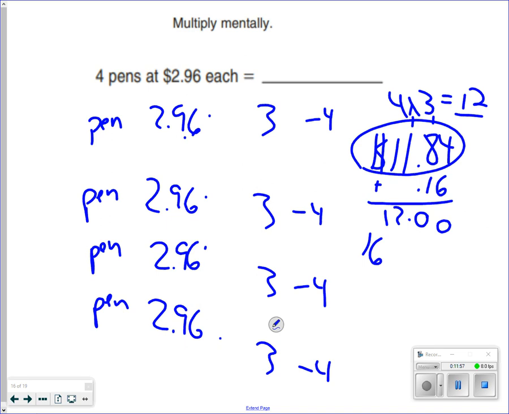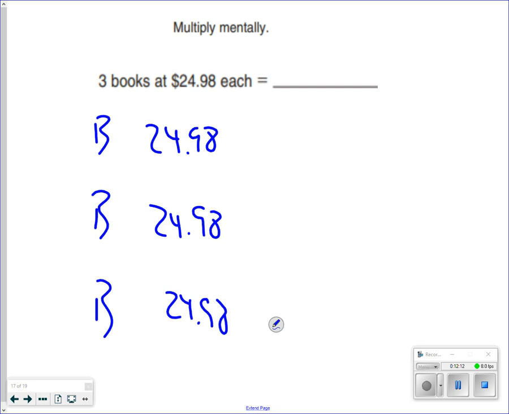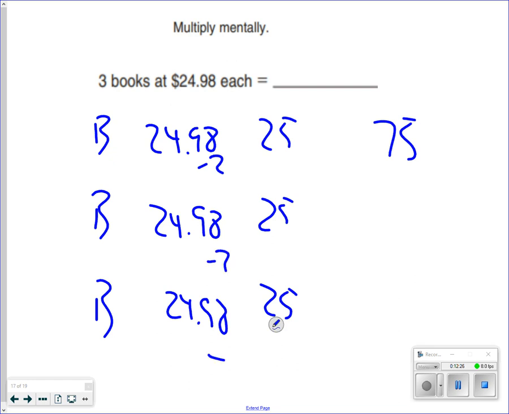3 books at $24.98. So we have a book, book, book. Each one is $24.98. Probably wondering, what are we going to round this to? Easy. 25, 25, 25. 3 25s would be $75. We have to subtract 2 cents off of each. 3 times 2 is 6. So my answer is $74.94, because 75 minus 6 cents would be $74.94.